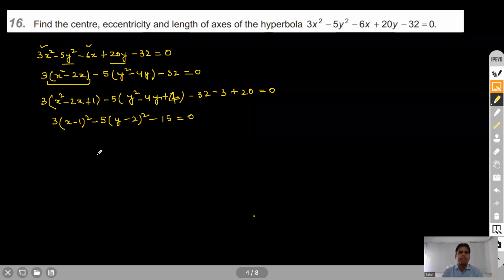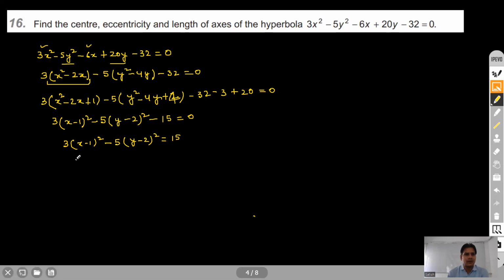Is it okay? Check it once. Yeah. So finally we can say this is 3 into x minus 1 squared minus 5 into y minus 2 squared is equal to 15. Okay. Now I will divide by 15 on both sides. We will have this x minus 1 square upon 5, okay, and minus y minus 2 square upon 3 is equal to 1.